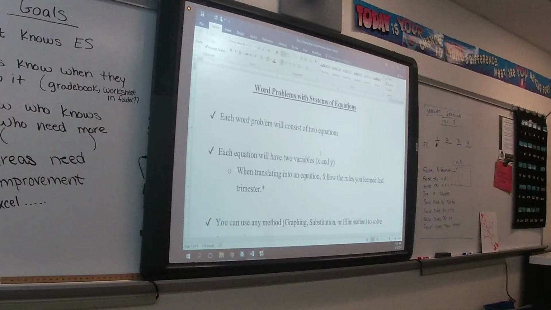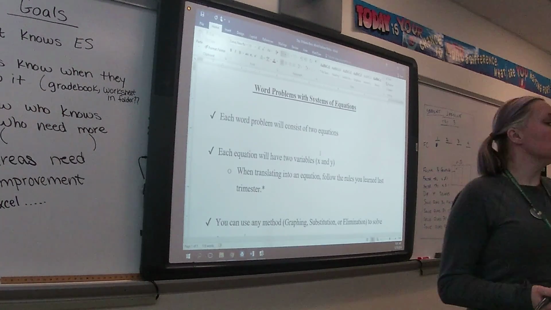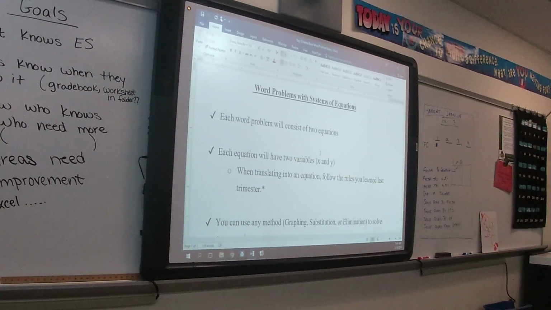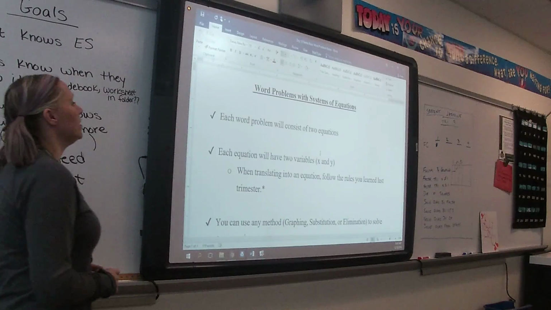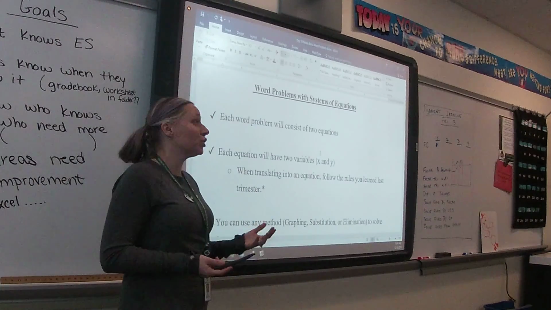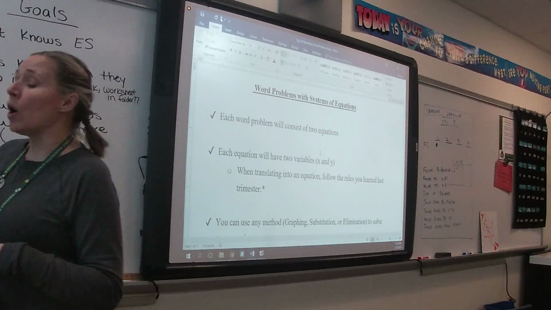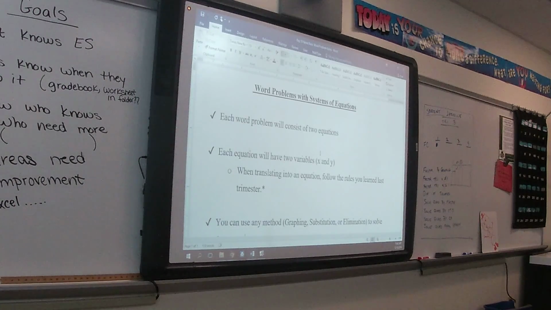Two variables and two equations. So now instead of the word problem translating into one equation with one variable, it's now going to translate into two equations with two variables. All right, we're going to use all those same rules from first trimester.